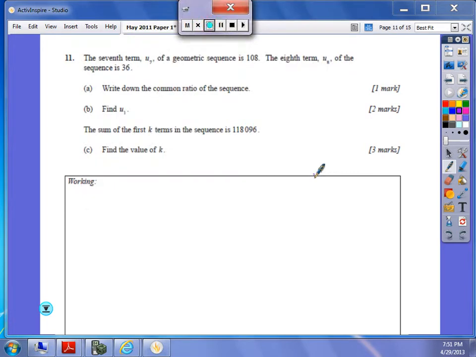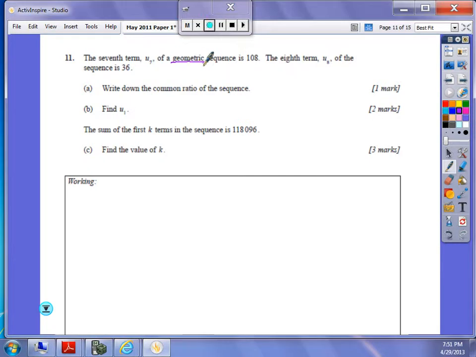Alright, we got a series and sequences problem for the May 2011 paper 1, problem 11. And they're telling us that the 7th term of a geometric, okay, there's a key word, I'm going to underline that, geometric sequence is 108, and the 8th term is 36. And they want us to find the common ratio.